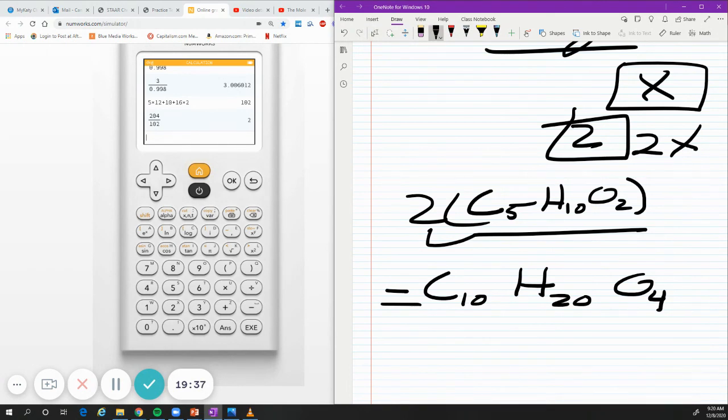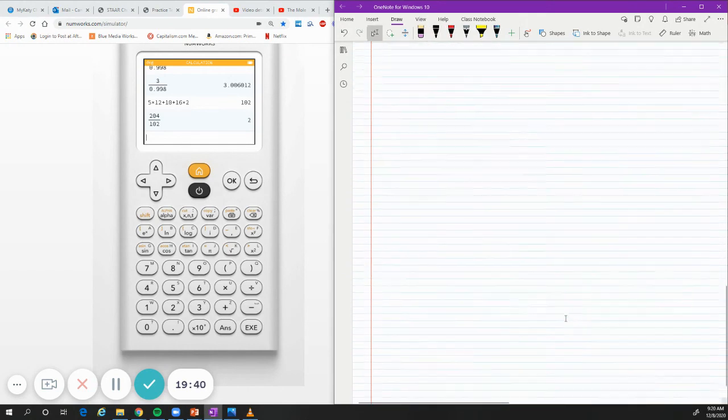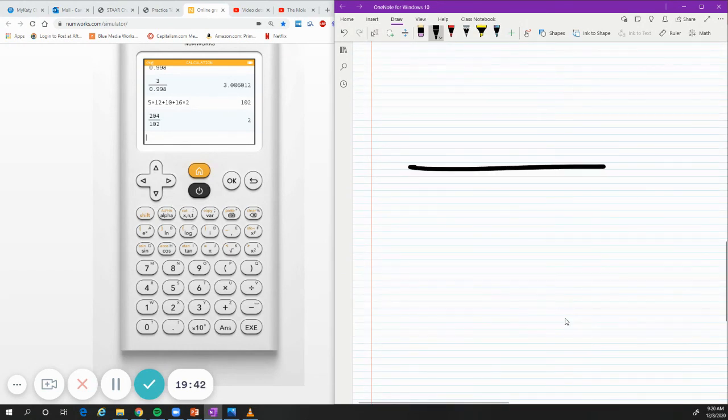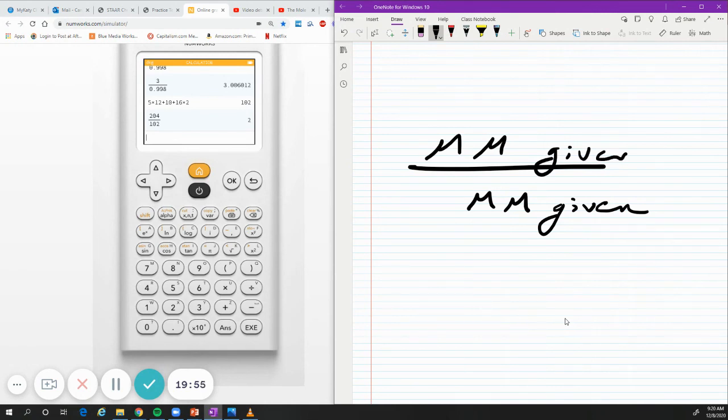I think this is one of the easiest you're always going to do. Just to summarize that one, you're always going to find the molar mass for the given formula, and then you're going to divide your given molar mass by the molar mass that's not given to you, that you have to figure out yourself. And then you'll just multiply by whatever you got.